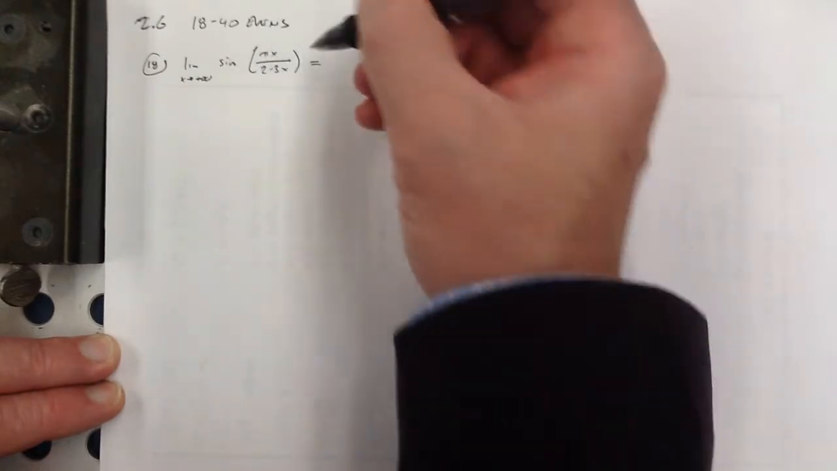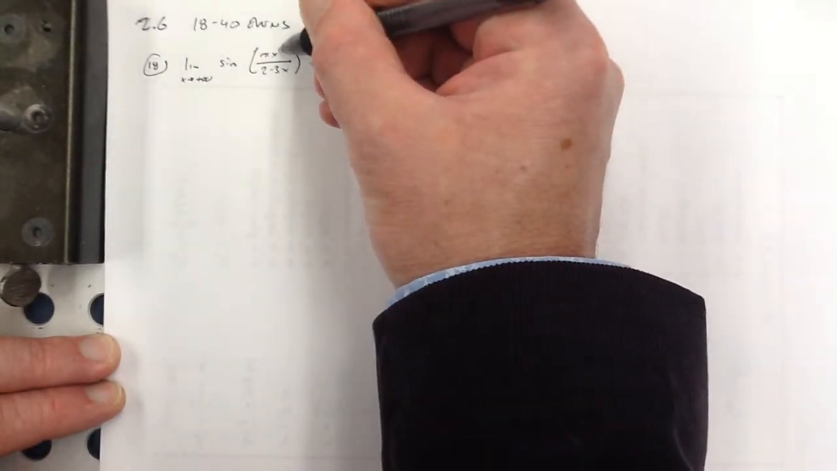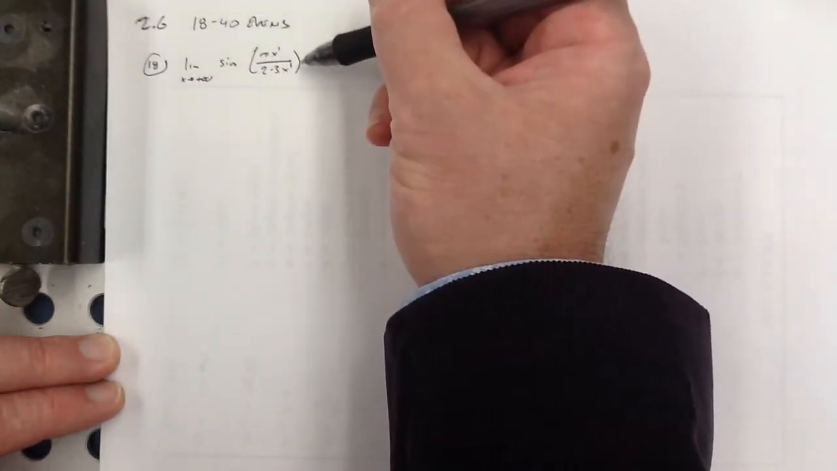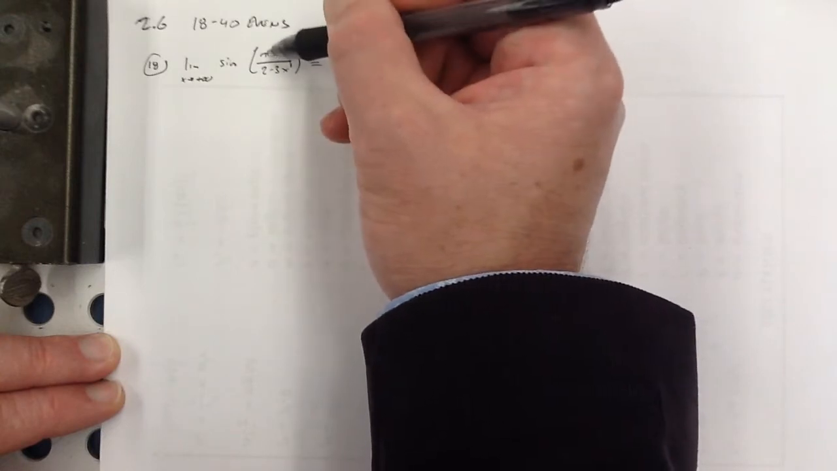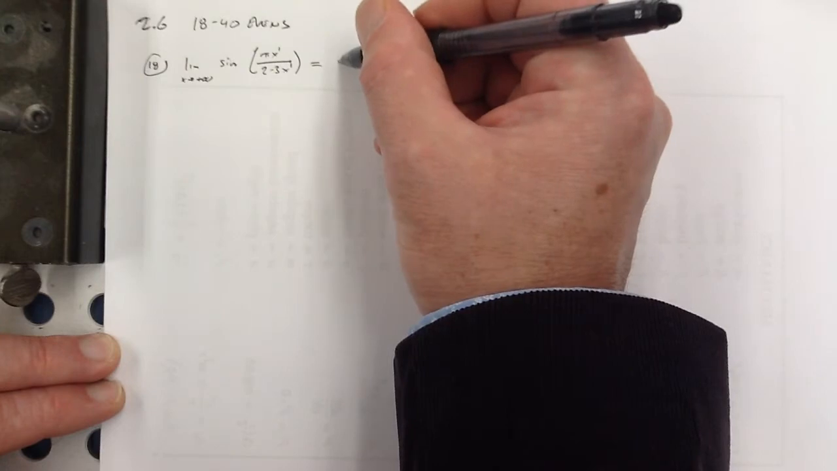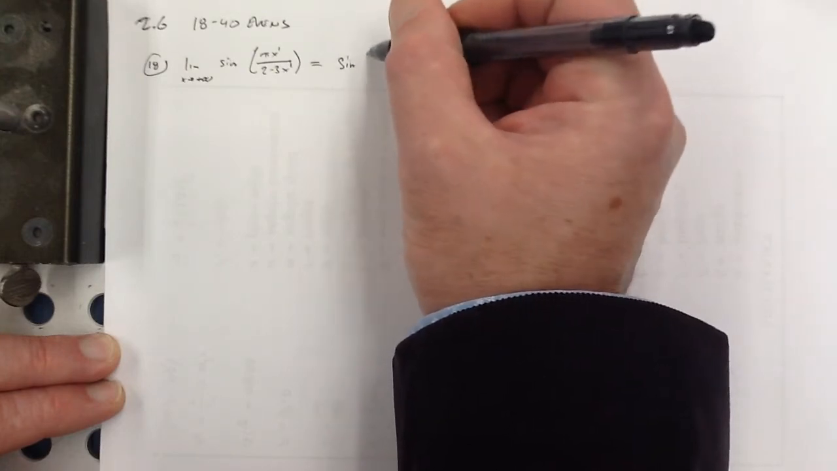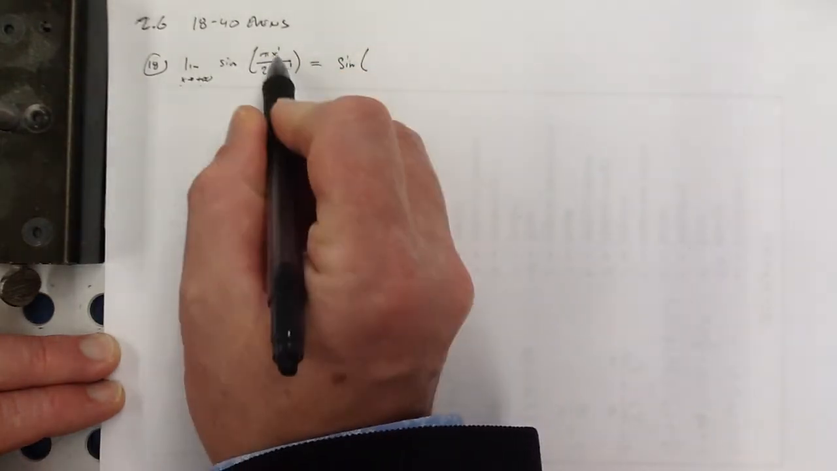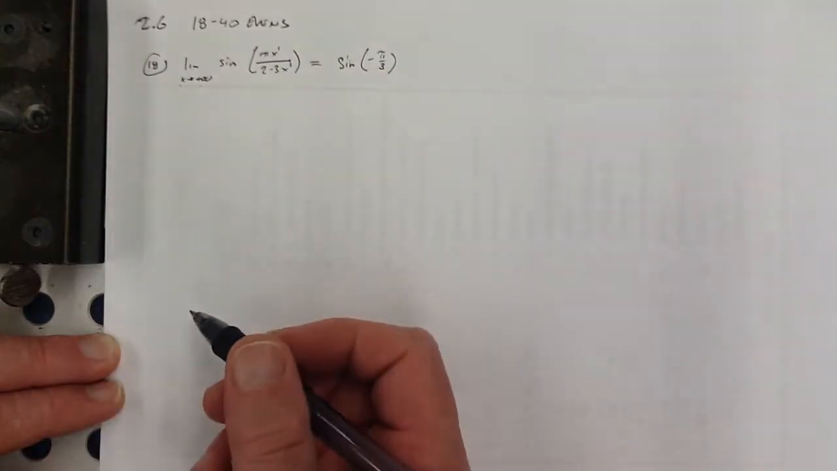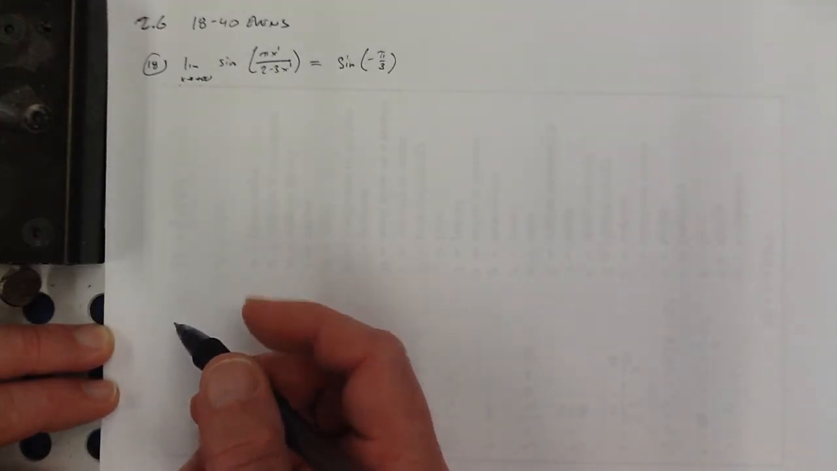Well, this is just like a highest power top and bottom. I've got x to the first here, x to the first here. Highest power top and bottom, it's a tie, so it's just the ratio of the coefficients. That's pi over negative 3. So the limit as x approaches infinity of this is just that. And now I'm just looking at what's the sine of negative pi over 3.